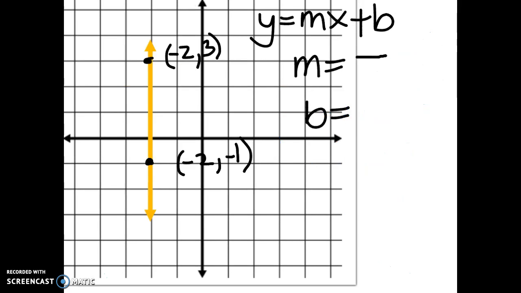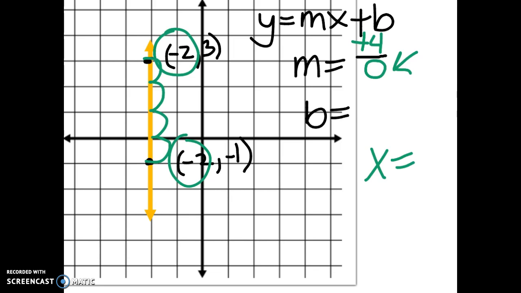This is a special equation. Since there is no change in the x value, x must be 0. There is a change in the y value of +4. If there is a 0 in the denominator, this is an undefined slope, which means we are just simply going to write x equals wherever the x coordinate is. So the x coordinate for this is -2 because it doesn't touch the y-axis at all.